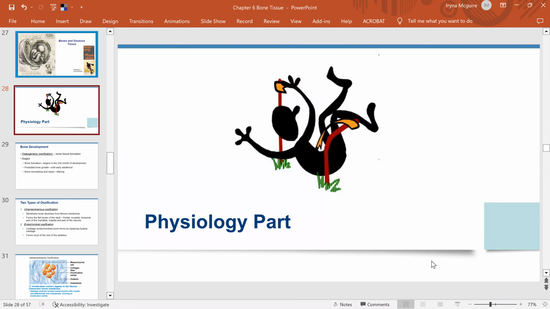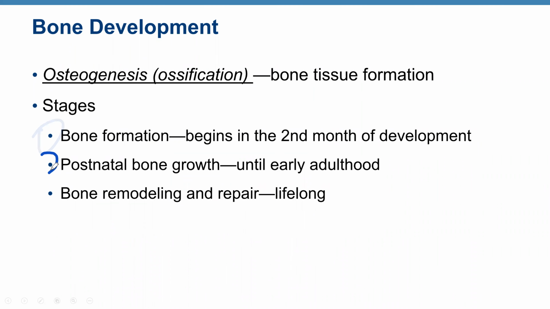Osteogenesis or ossification is bone tissue formation. It has several stages. Bone formation begins in the second month of development, so that's prenatal development before the baby is born. We also have postnatal bone growth until early adulthood, and bone remodeling and repair happens through the lifetime, so it's a lifelong process.